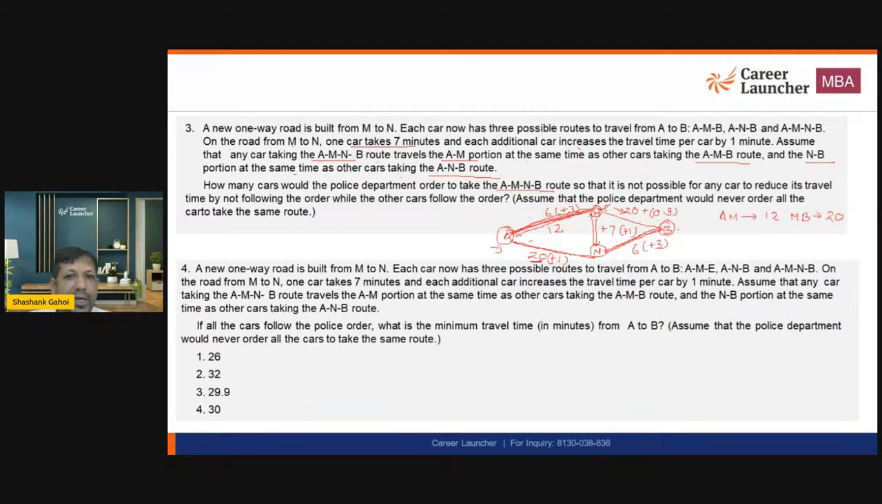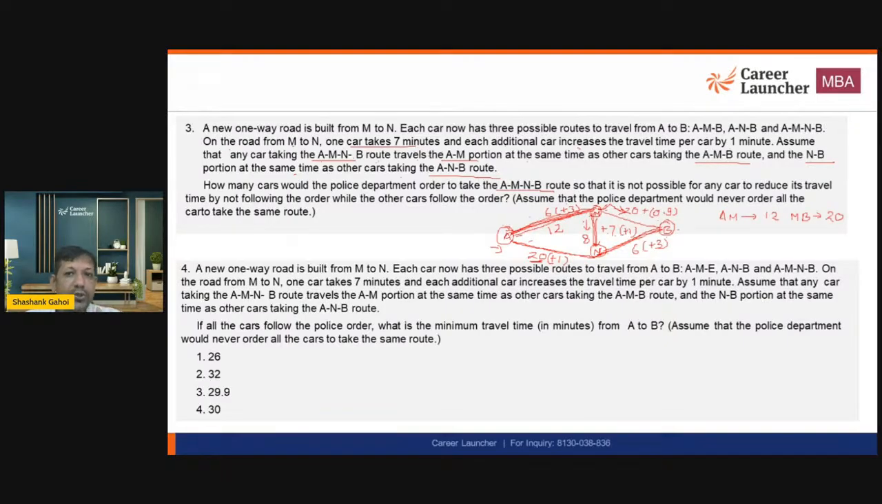Now I'm sending 3 cars from here, and now I'm sending 2 cars from here. So 1 car is going from M to B, and 2 cars are going from M to N. So how much time will 2 cars take? 7 plus 1, 8 minutes. So in 12 minutes, 2 cars reached here, and in 8 minutes, 2 cars reached here. Now at this point, 12 plus 8, 20 minutes.